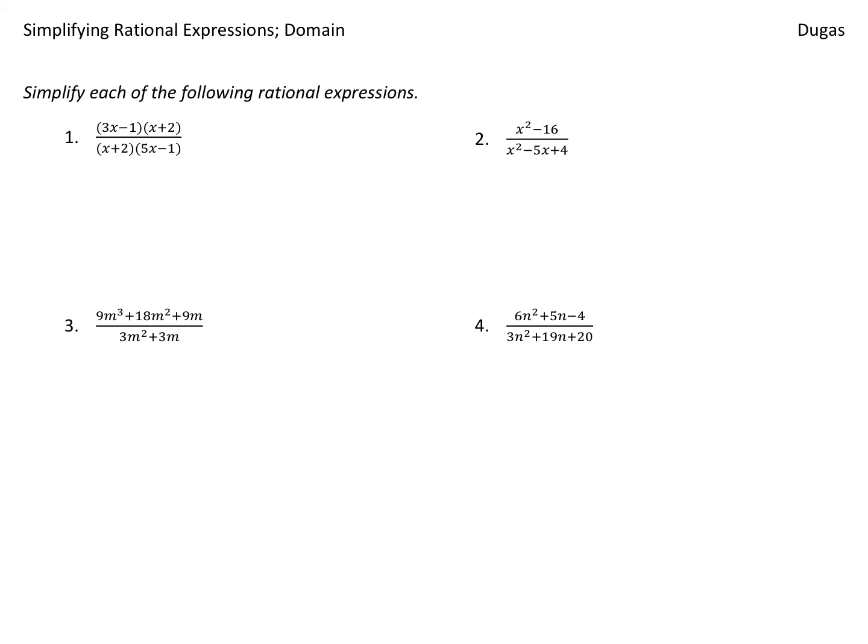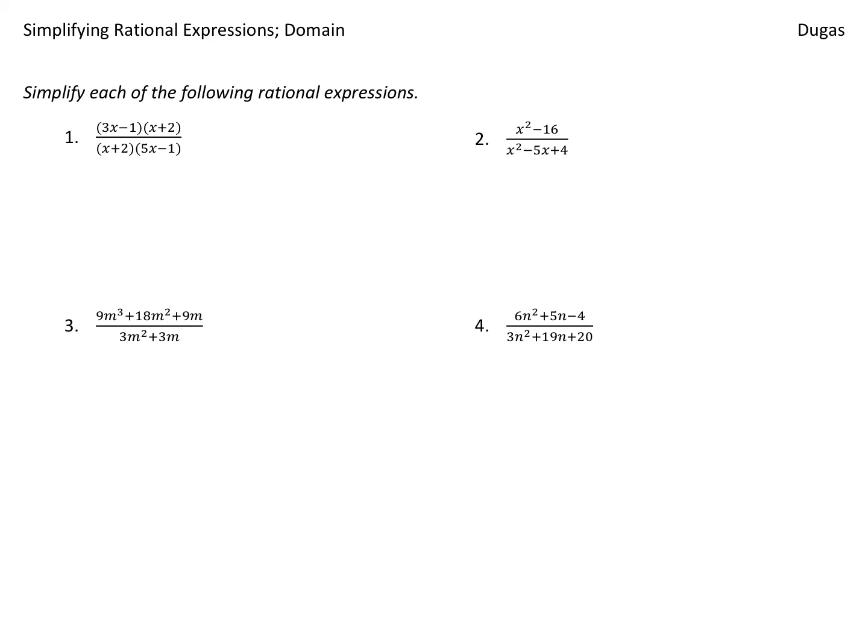I'm going to show you how to simplify rational expressions, and then we're going to talk about defining the domain when you have a rational expression. So for the first four, we're going to simplify these. What you're looking to do is make sure that the numerator and the denominator are both factored. Because if they're factored, meaning a product on the top, multiplication, and multiplication on the bottom, you can cross out or divide out common factors.